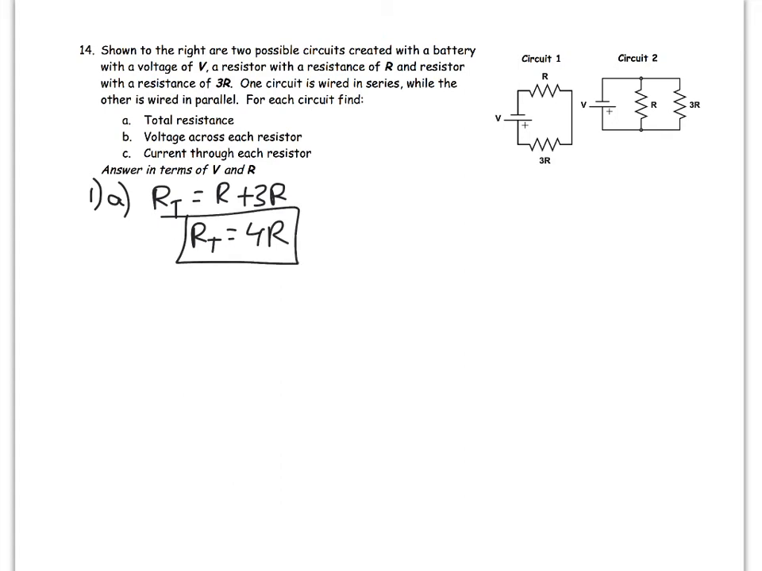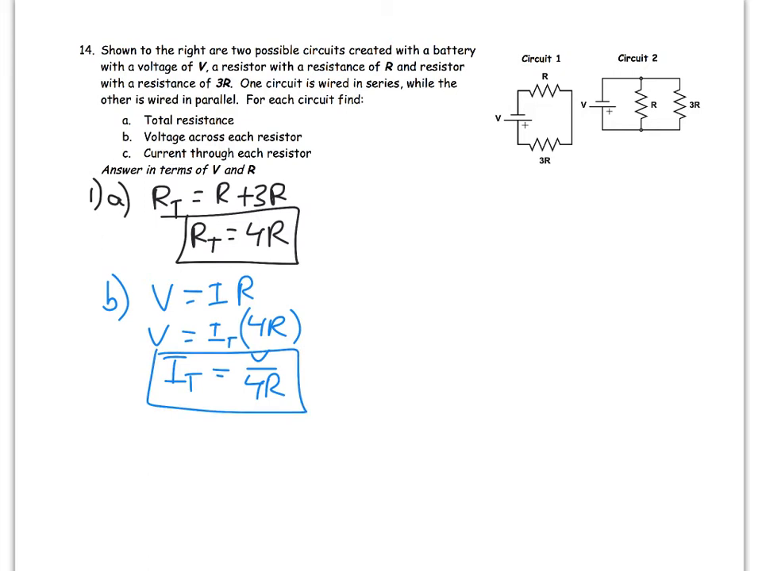The next thing we want to find is the voltage across each resistor. But what I'm actually going to do first is find the total current of our circuit. I know it's connected to a voltage of V, so I'm going to use Ohm's law. Using my total resistance, I'm able to find my total current. The total current, which is the current that leaves the battery, is just V over 4R.